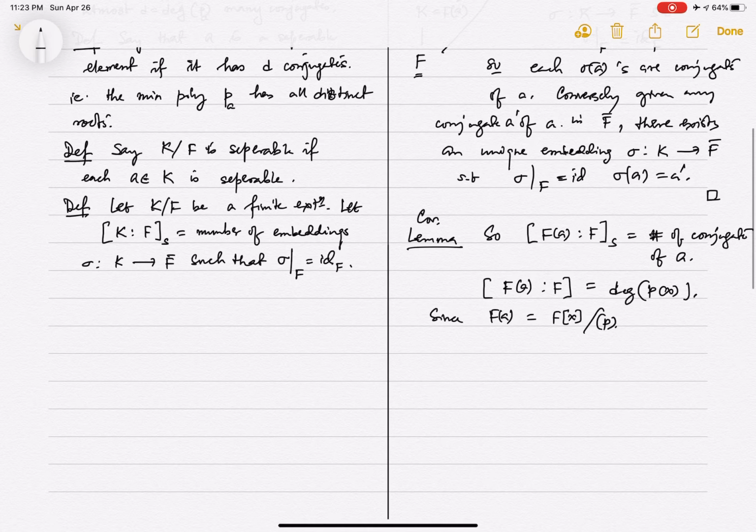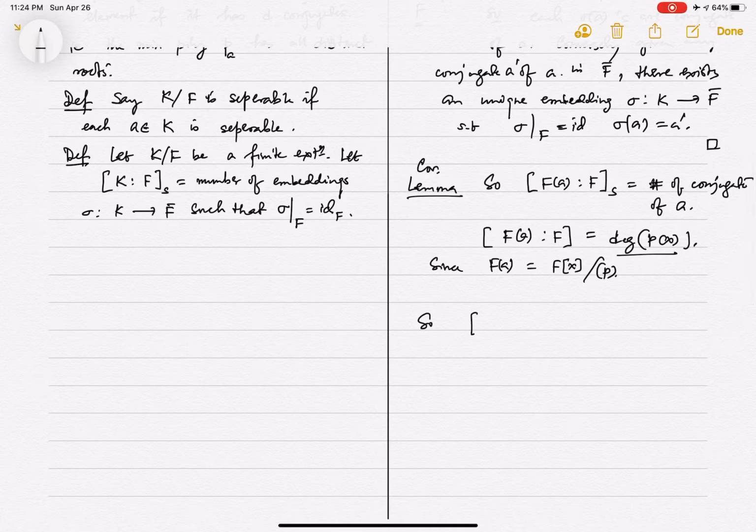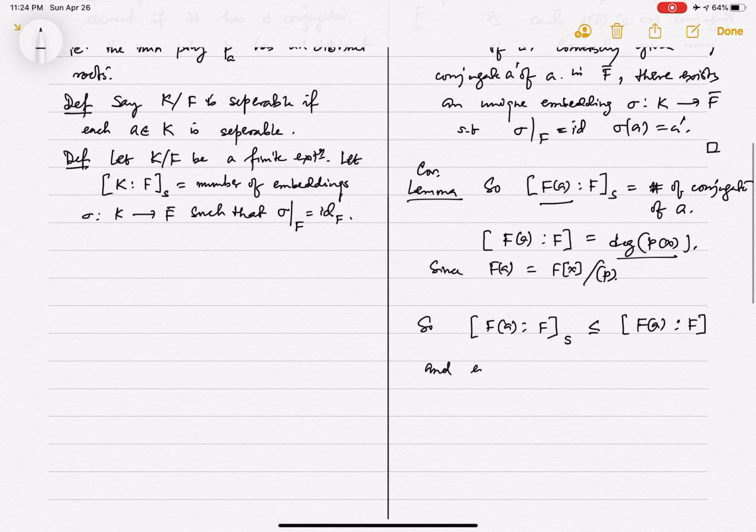So that shows you, and we know that the number of conjugates is at most equal to the degree, and equality holds if and only if the extension is separable. So what we find is, for at least these very simple extensions, what are called simple extensions, the separable degree is always less than or equal to the actual degree, and equality holds if and only if A is separable. Okay. Maybe this is the corollary.